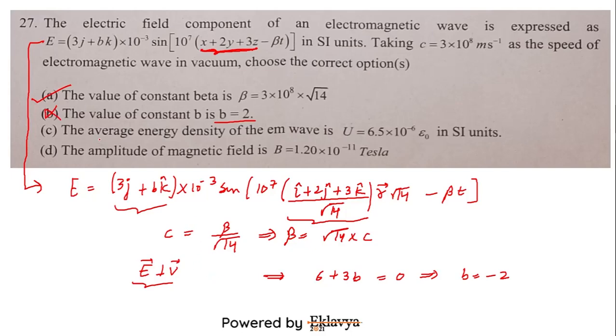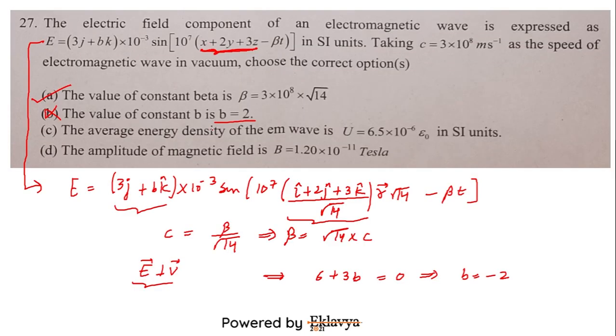Next is the energy density. Now, how do we calculate the energy density of an electromagnetic wave? The energy density can be calculated by using half epsilon naught E square. So this represents the energy density, and here E represents the peak value of the electric field. So here we have to calculate the average energy density. So we are going to finish this calculation.